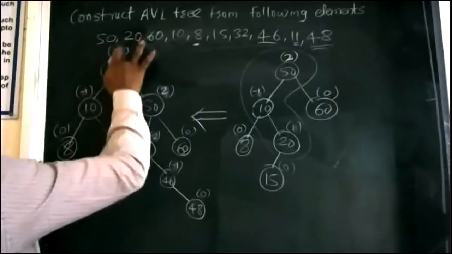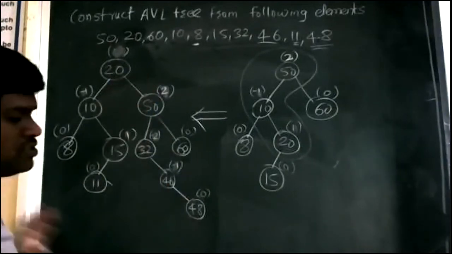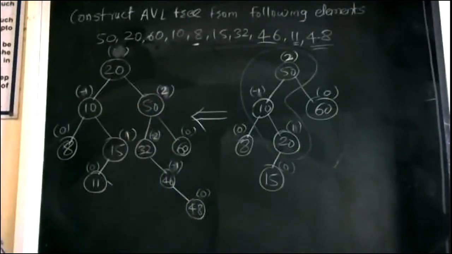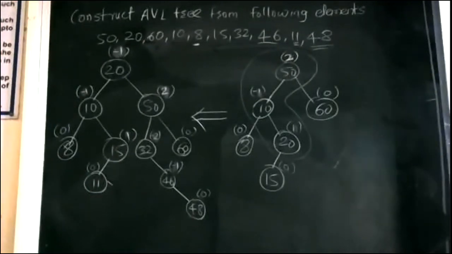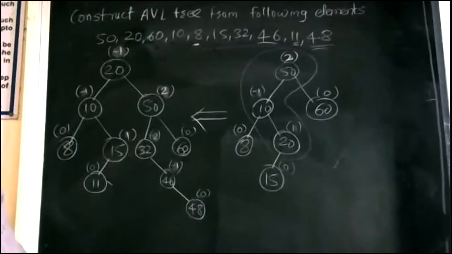What is the balance factor of 20 now? -1, -2, minus 1. But here is the tree balanced or unbalanced? Unbalanced. So why? 50 has the unbalanced balance factor. So this unbalanced structure we need to convert into a balanced structure.